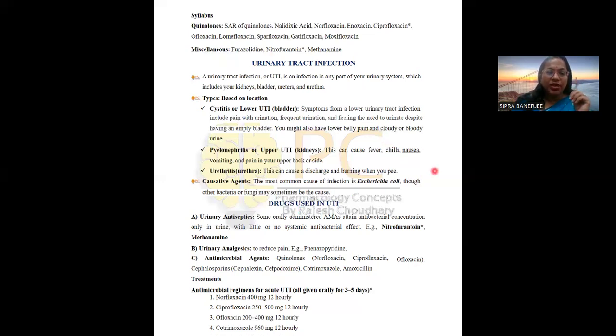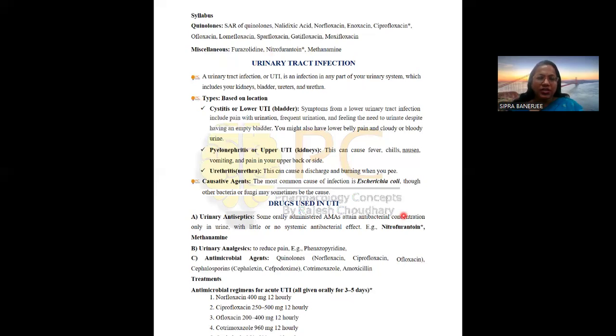Next, coming to pyelonephritis, or upper UTI. This can cause fever, chills, nausea, vomiting, and pain in your upper or back side, near the kidney. Next, urethritis. This can cause a discharge and a burning sensation when you pee, and whenever you are urinating, it can cause some burning sensation.